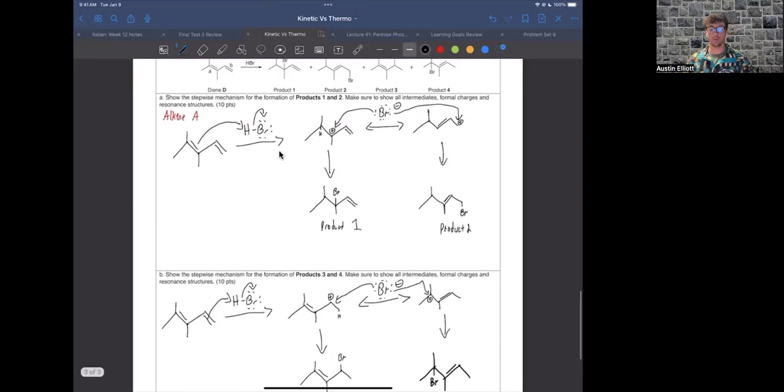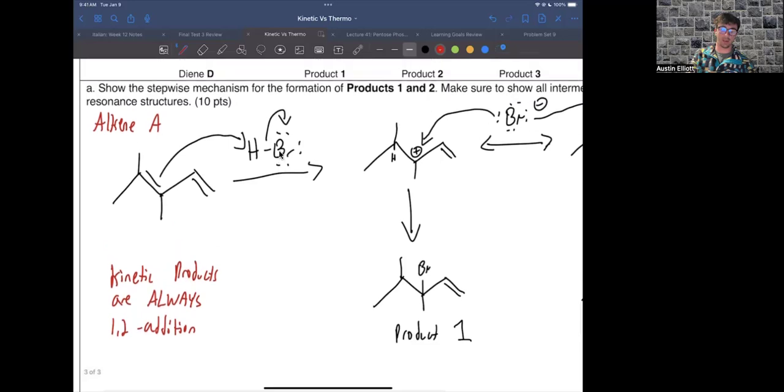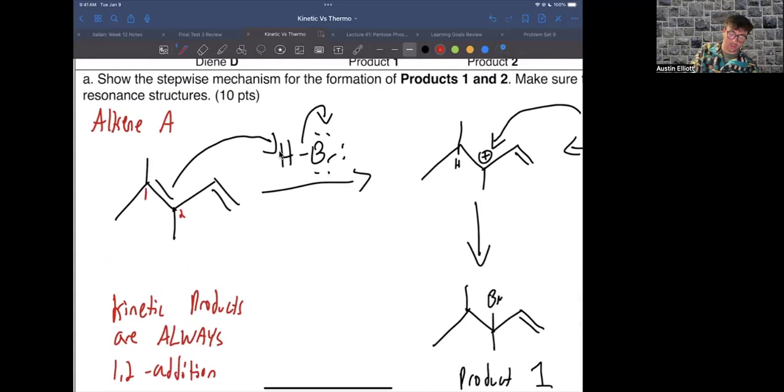Now looking at our products, we can start looking at the kinetic versus thermodynamic. So a note, kinetic products are always 1-2 addition products. And when I say 1-2 addition, I don't mean adding to the one or two carbons necessarily. I mean adding to the chain, like starting. So for alkene A, this is our 1, 2, 3, and 4. So it's not really name related like we've done with IUPAC. We're looking at the start of the double bond and then that system after that.